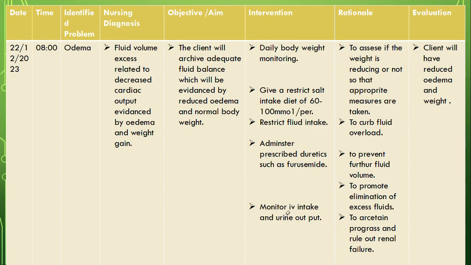Then the other intervention is that we have to monitor the IV, which is the intravenous intake, and we also have to monitor the urine output. So if we are administering intravenous fluids, we have to monitor how much the patient is taking in and how much urine they are producing. By doing that, we are going to ascertain the progress, and we are going to rule out renal failure.